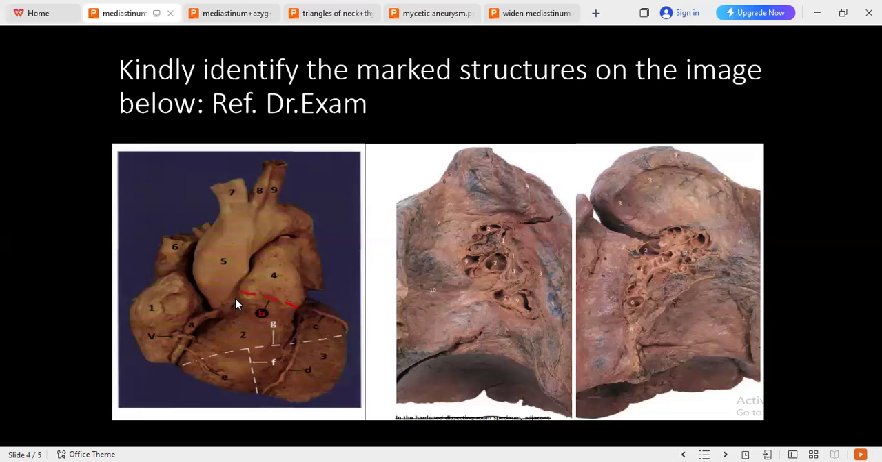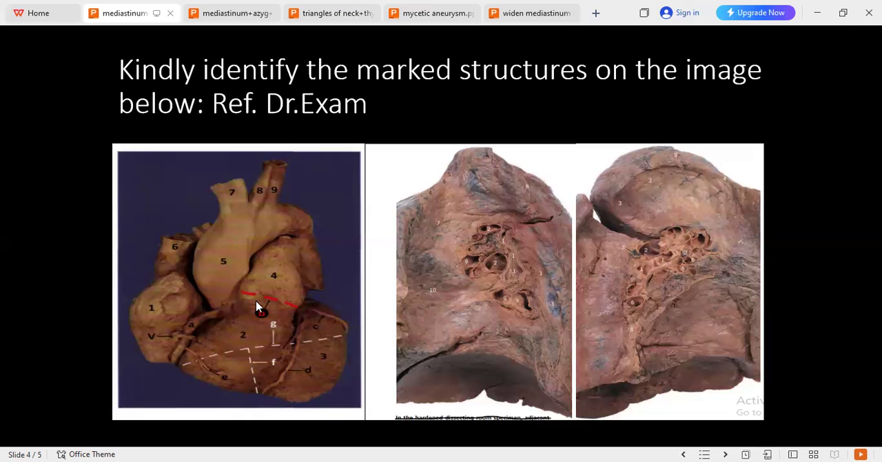On the picture on the left hand side, you're looking at a structure. Can you recognize it, please? Please tell me. Yes, specimen of heart. If you could tell me the layers of the pericardium, how many are there?